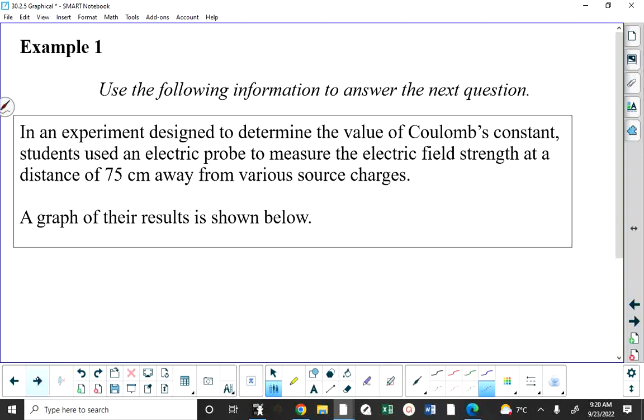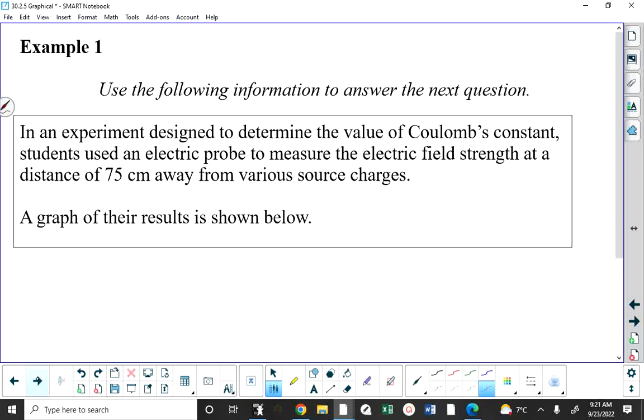In an experiment designed to determine the value of Coulomb's constant, students use an electric probe. I'm oversimplifying things here, but you can buy electric probes that measure electric field strength. We don't have them in this lab. They measure at a distance of 75 centimeters away from different source charges.